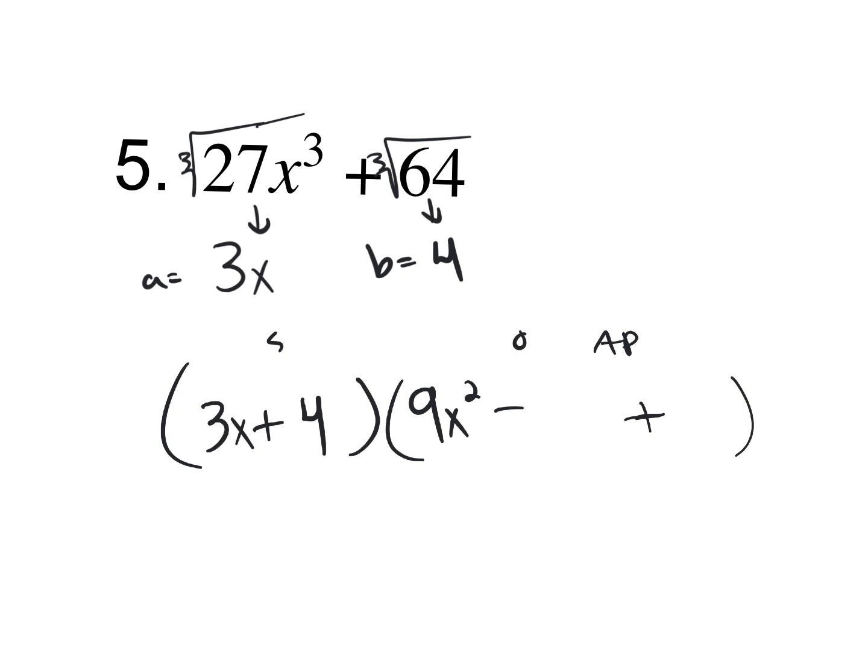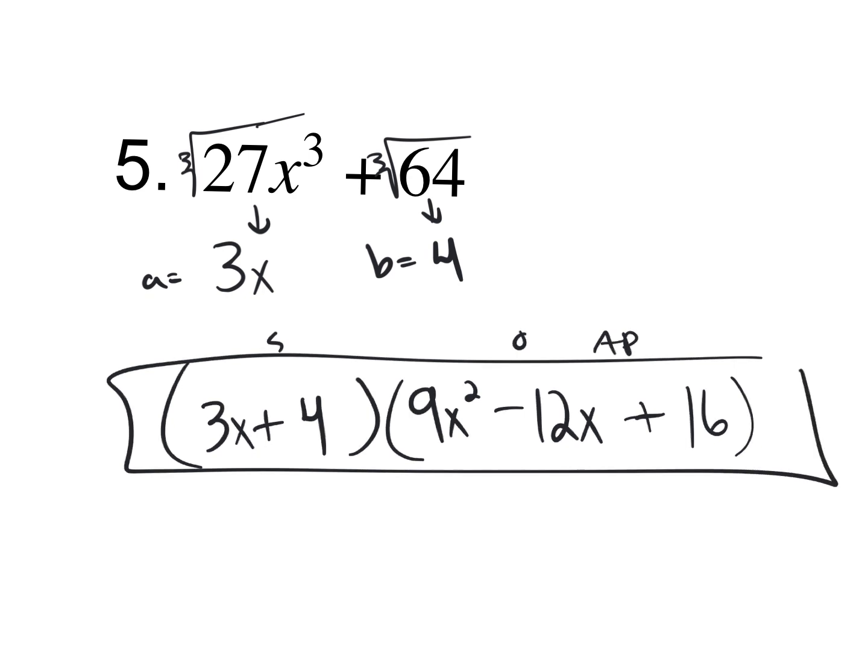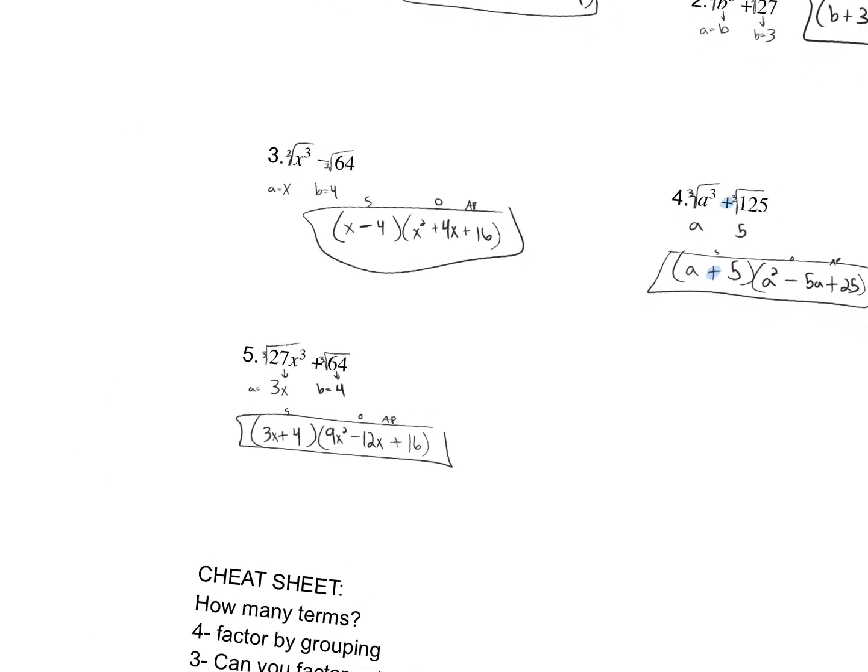Now moving to the middle term, remember you're going to take those two values, the a and b values you found, and multiply them together. So 3x times 4 ends up being 12x. And then lastly, taking your b value and squaring it, 4 times 4 would end up being 16. So those are just quick little examples of how you would use your sum and difference of cubes methods to go ahead and factor those things out.